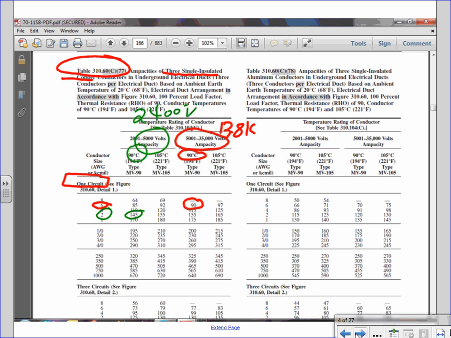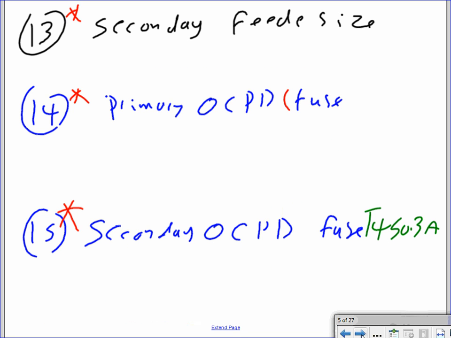Cool. Any questions, guys, about this table? Am I right to assume that you know how to get that? This is 310.60(C)(77). Okay, we got that? Got that, gentlemen? Okay, now we found the primary. Let's go to the secondary, gentlemen. Let's go to Mr. Secondary.